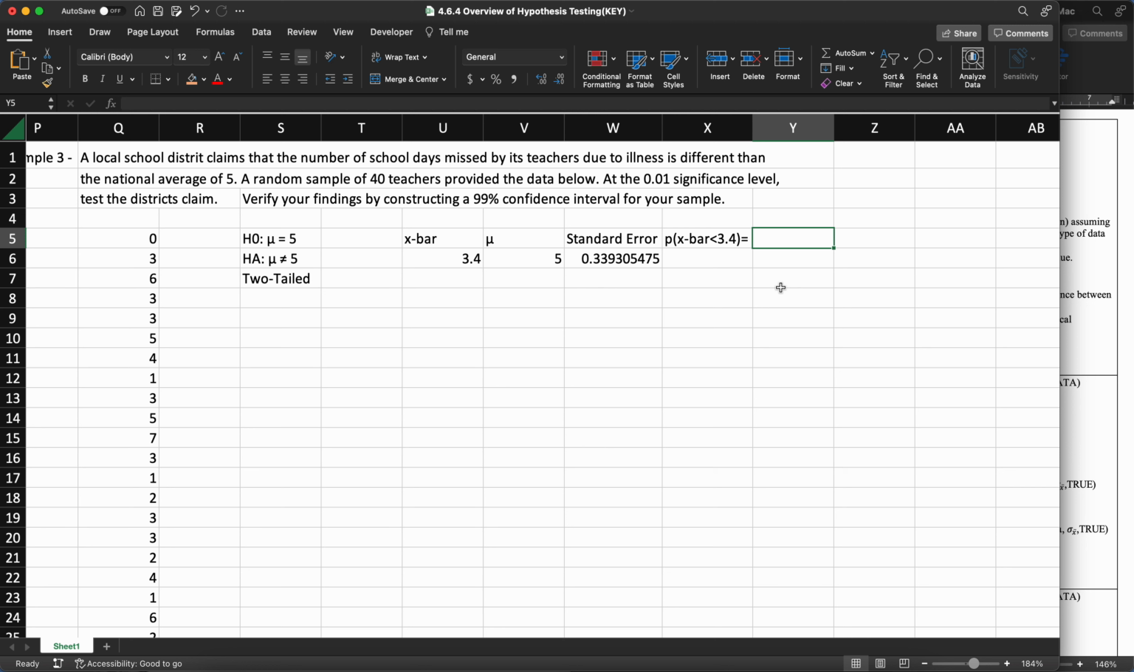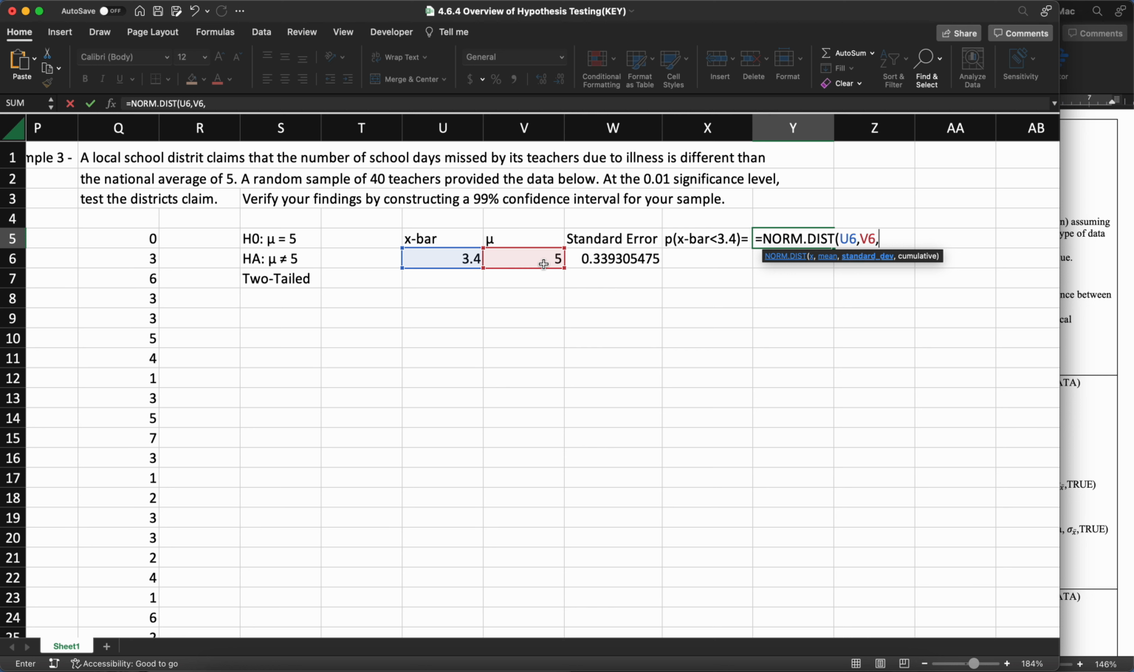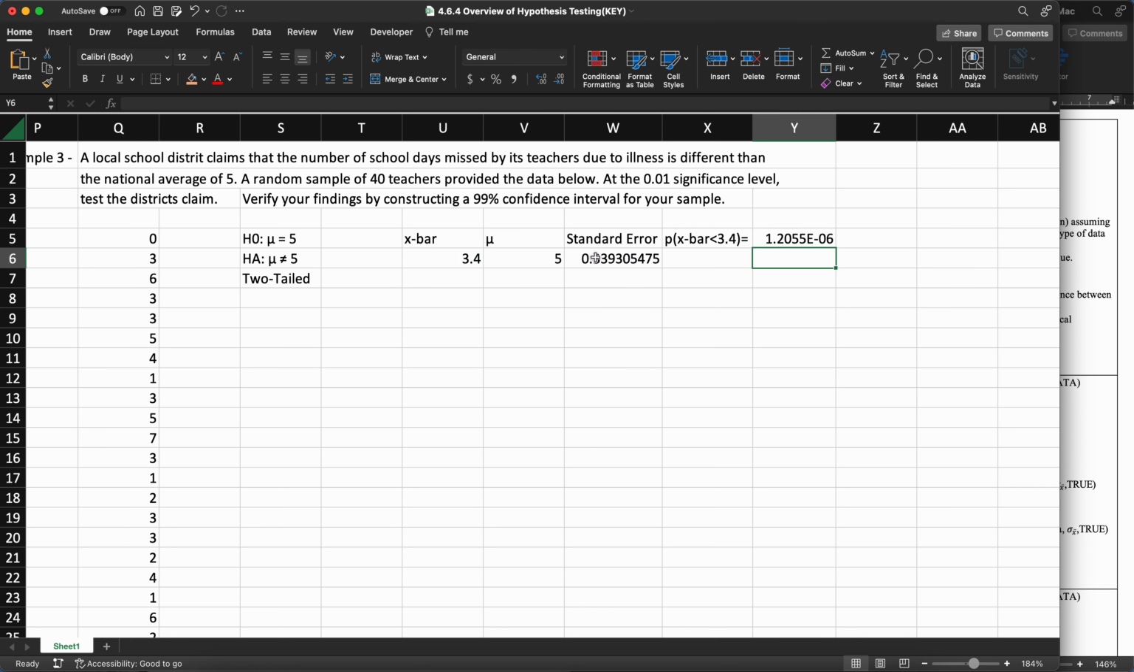So since this is less than, I can just use regular norm.dist, and I'm going to use x bar, comma, mean, comma, standard error, comma, true. And that comes out to a small number. Now this is the probability that we're less than 3.4, but this isn't the p-value because there's another tail that I have to account for. So I'm going to take 2 times this value, and that will give me my p-value. Now this is a really small number.